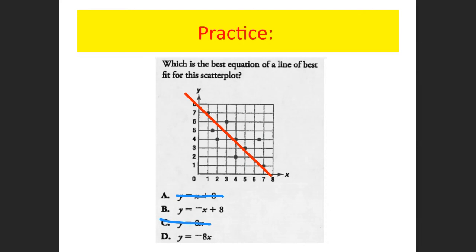Okay, so now it looks like I'm counting by 1 on each axis. So let's say I take this point here and maybe this point here. How far do I go up? 1, 2, 3, 4. How far do I go over? 1, 2, 3, 4. So it looks like my slope is 4/4, or 1, and it's negative because it's going down. And it looks like my y-intercept is 8. So it looks like this has to be my answer. So that's how you find an equation of a line of best fit.